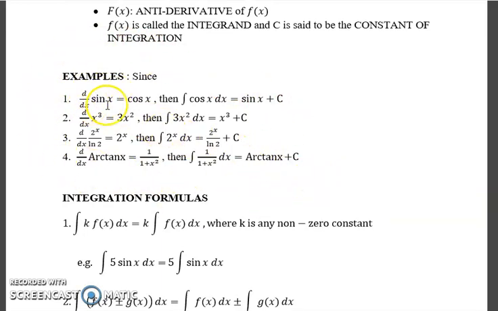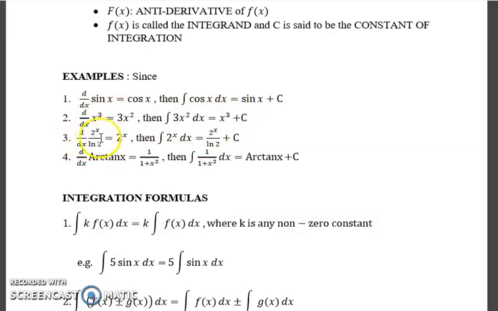The derivative of sine x with respect to x is cosine of x, and therefore the integral of cosine of x would be sine of x. So we have this one. The integral of cosine of x with respect to x is sine of x plus an arbitrary constant c. The derivative of x cubed with respect to x is 3x squared, and therefore the integral of 3x squared with respect to x would be x cubed. So we have this one.